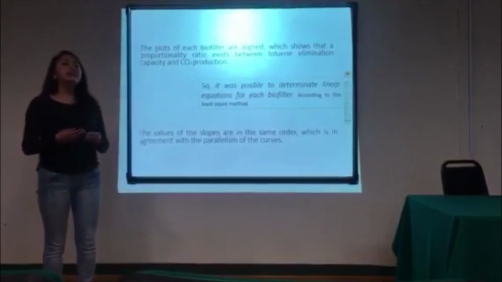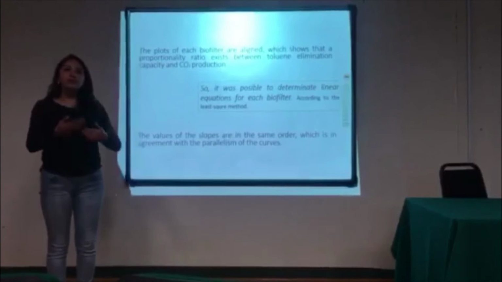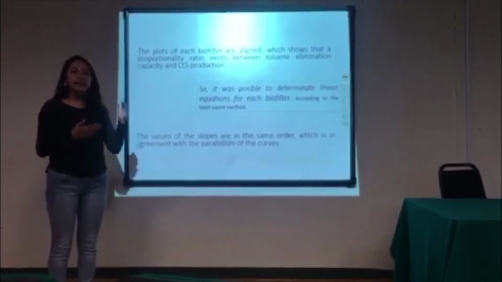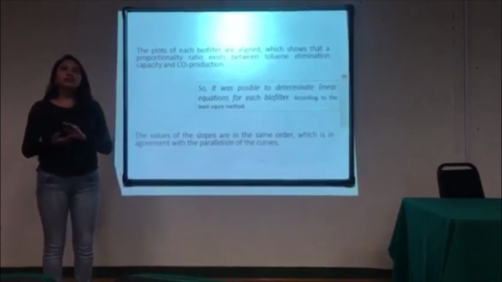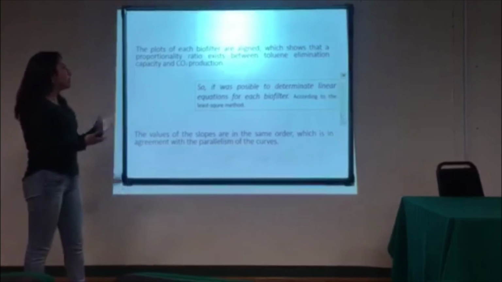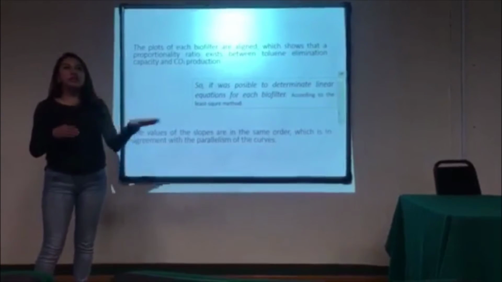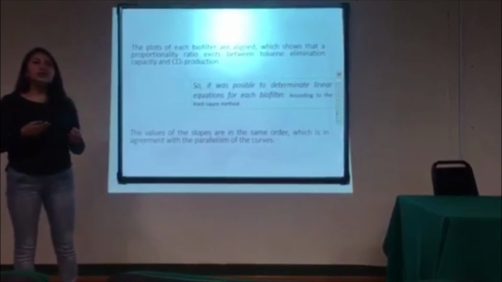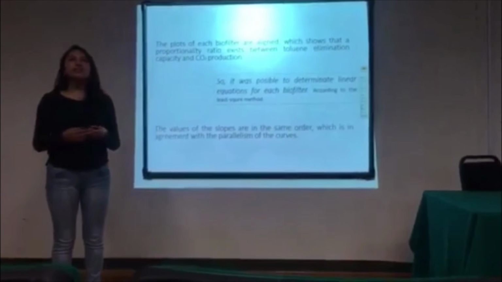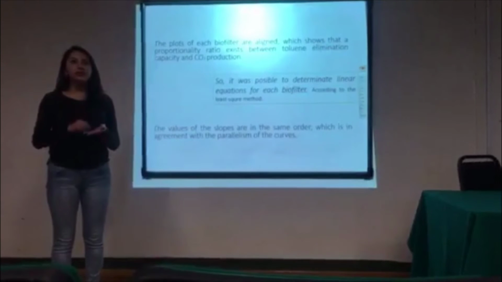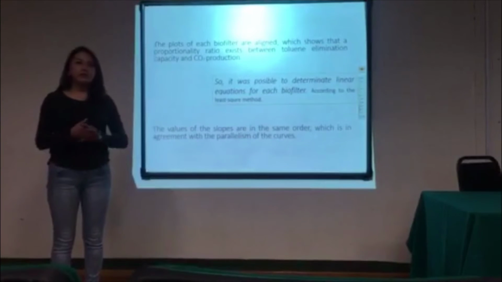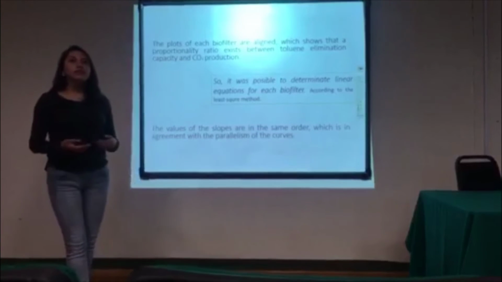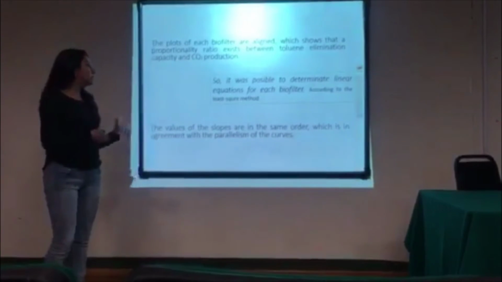And then with this and the plots that we have shown to you before, for each biofilter the points are aligned, which shows that a proportionality ratio exists between toluene elimination capacity and CO2 production. So it was possible to determine linear equations for each biofilter according to the least squares method. And then the values of the slopes are in the same order, which is in agreement with the parallelism of the curves.